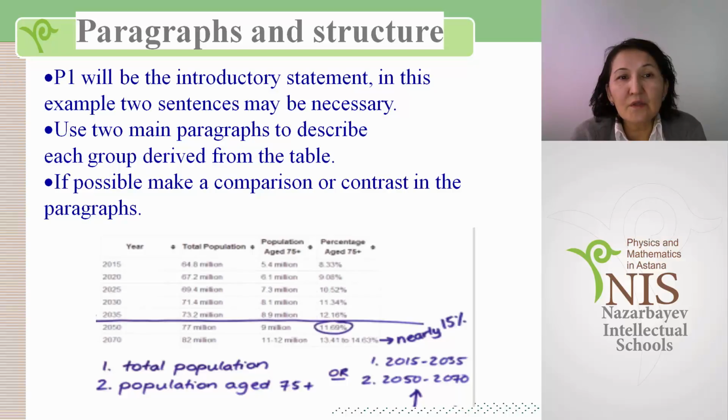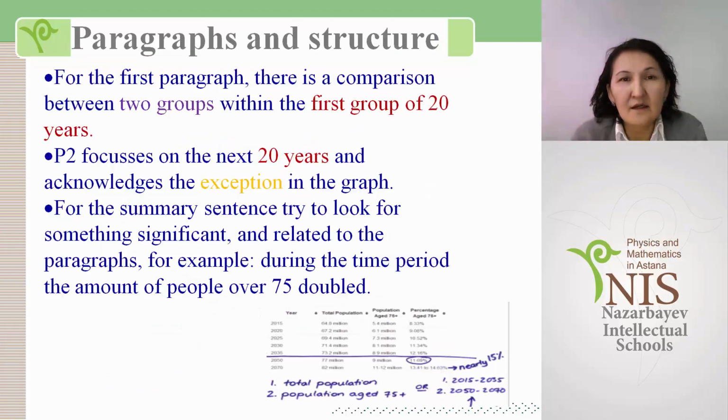Paragraph 1 will be the introductory statement. In this example, 2 sentences may be necessary. Use 2 main paragraphs to describe each group derived from the table. If possible, make a comparison or contrast in the paragraphs. For the first paragraph, there is a comparison between 2 groups within the first group of 20 years. Paragraph 2 focuses on the next 20 years and acknowledges the exception in the graph.